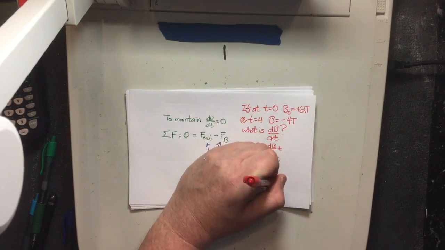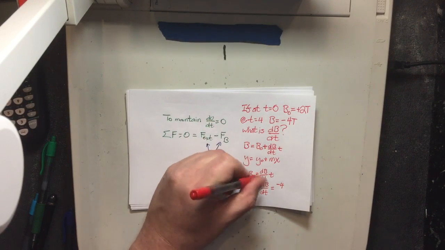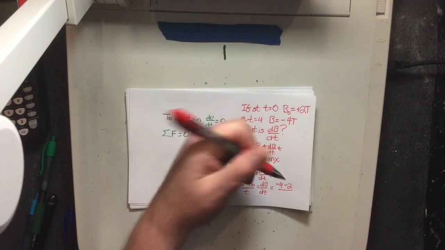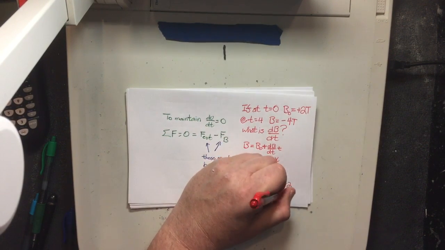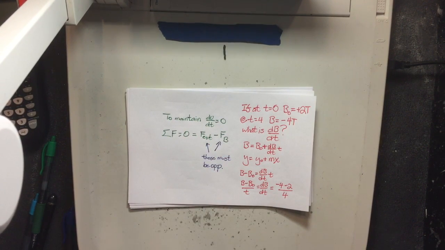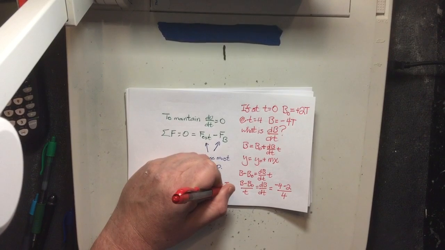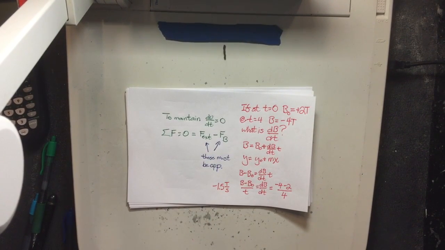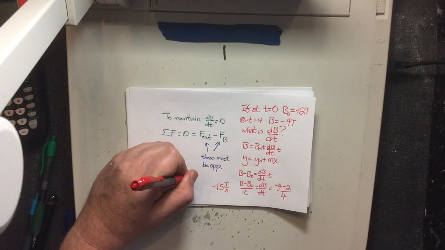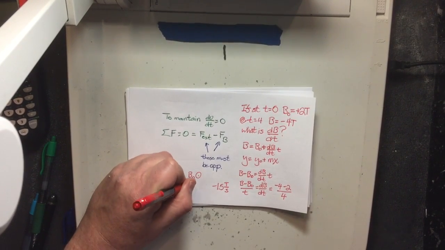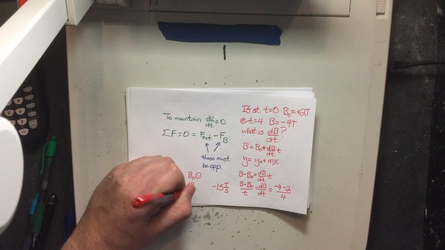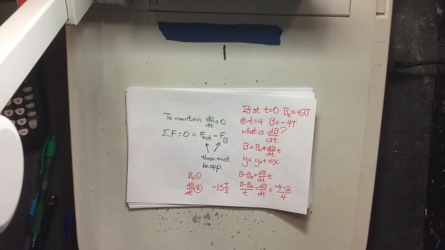B is -4. B naught is 2. T is 4. So the answer is -1.5 Tesla per second. So for something like this, the B field initially is out, but the dB/dt is in. So that's a simple explanation of what was going on.